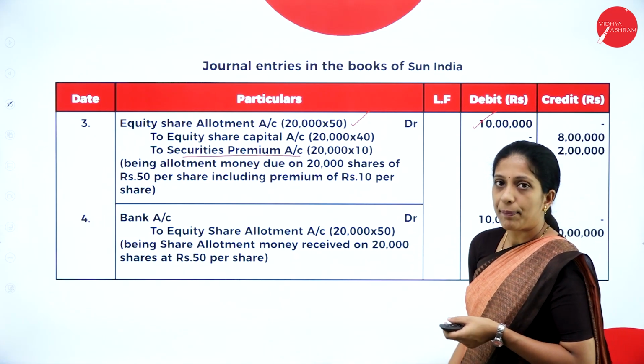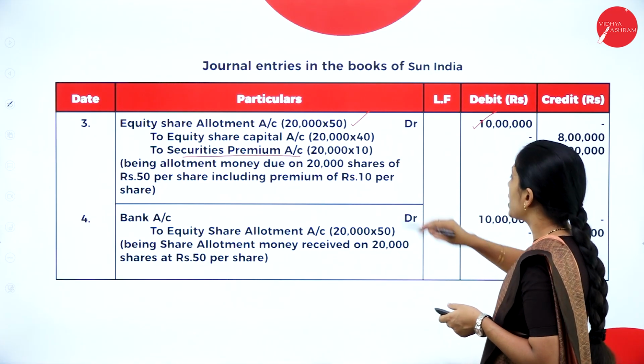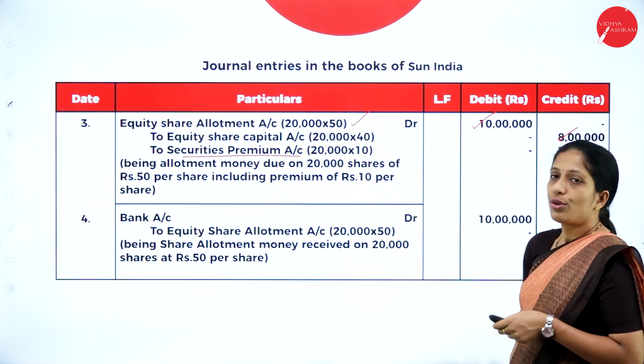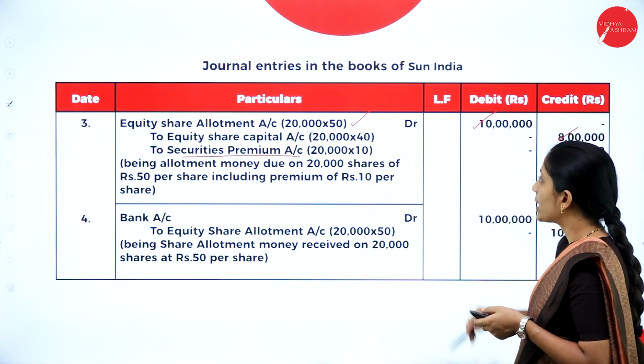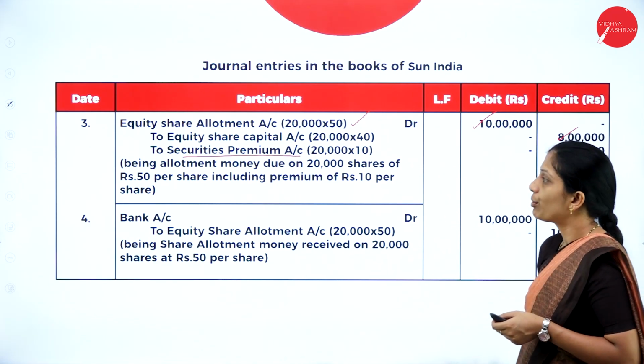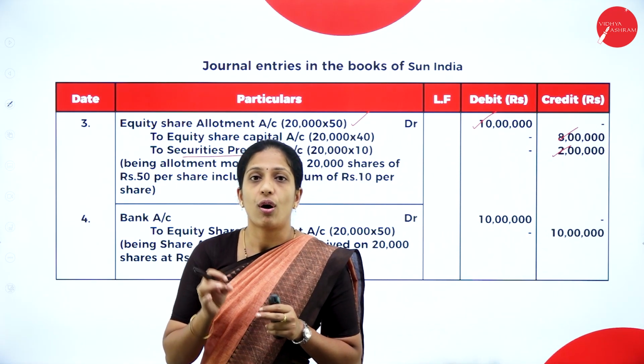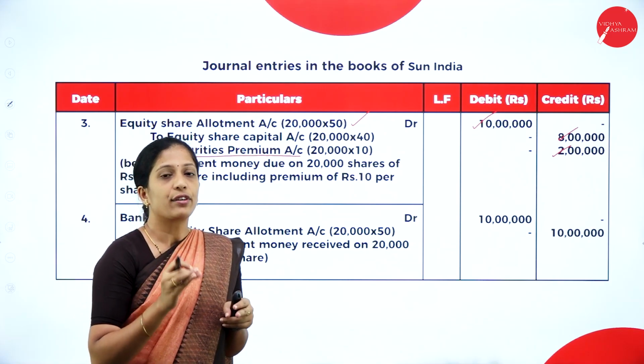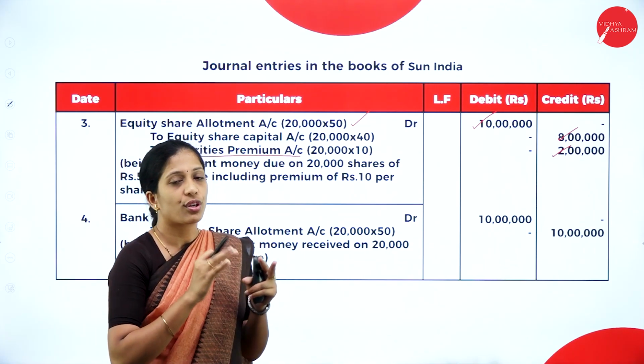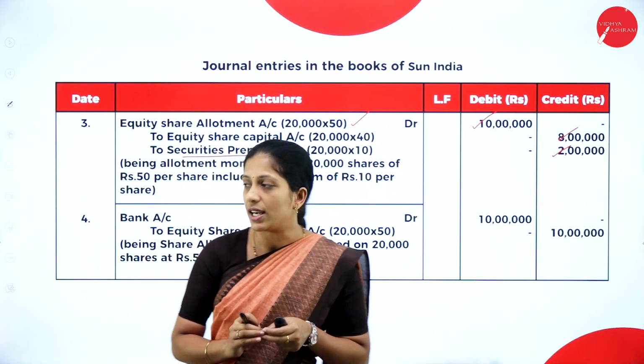To equity share capital, excluding the premium, 20,000 into 40 is 8 lakh. To securities premium account, 20,000 into 10, that is premium, 2 lakh. Your narration will be: being allotment money due on 20,000 shares including 10 rupees premium. Your narration can be in your own words.